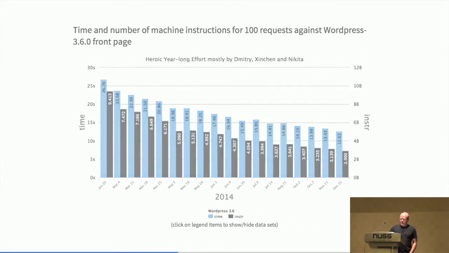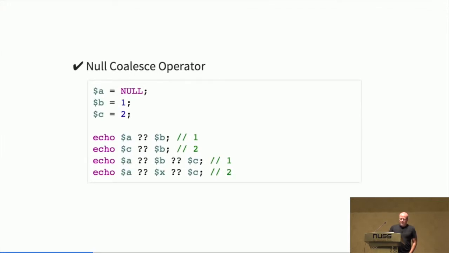Oops, sorry. There's a null coalesce operator. This one I quite like. So this will not warn on undefined variables. It'll go through and return the first thing that is PHP truthy, right? So A or B, A is null, which is false. B is 1, so this is going to return 1. C or B, both B and C are set, so it's going to return the first one. It's going to return C, which is 2.